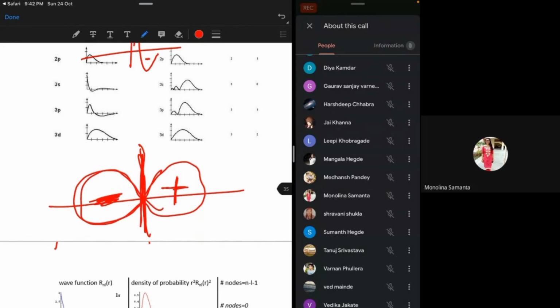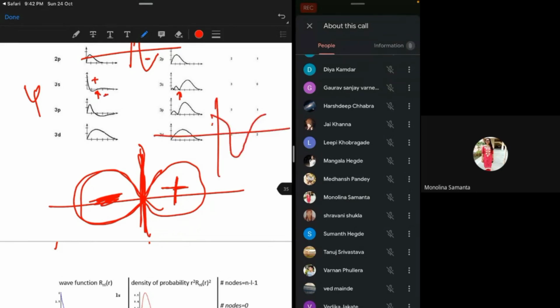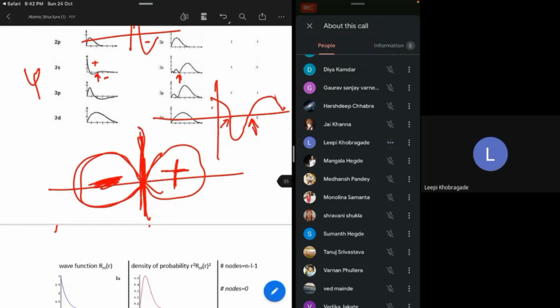So a node is nothing but the distance at which the value of the psi wave function changes from positive to negative, or from negative to positive. It can also be like this, and this is also a node. Okay, did all of you get my point? What is the node?